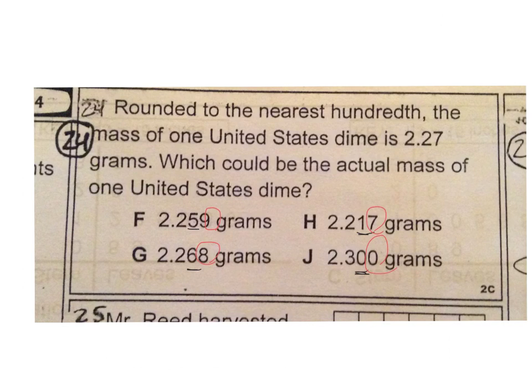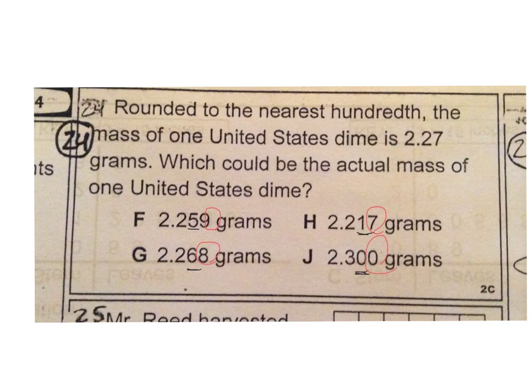So let's look at G. We've got an 8, so you know when it's 4 below, you let it rest. 5 or more, add 1 more. So 8 does add 1 more to the 6, so that would make that one 2.27. So that one could be it. Let's look at the other 2 though.